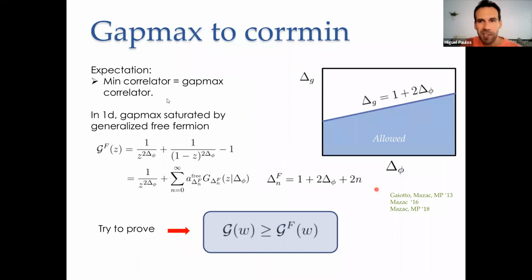Our expectation is that the minimal correlator is the gap max correlator, as I mentioned. In 1D, it has been shown that gap maximization is saturated by the free fermion solution. If you decompose it into blocks, it has a spectrum of double trace operators with dimension 1 plus 2 delta phi plus 2n. So the bound is saturated by a theory which contains an operator of dimension 1 plus 2 delta phi, the n equals 0 gap. We want to prove that any correlator has to be larger than this correlator. This is our goal.